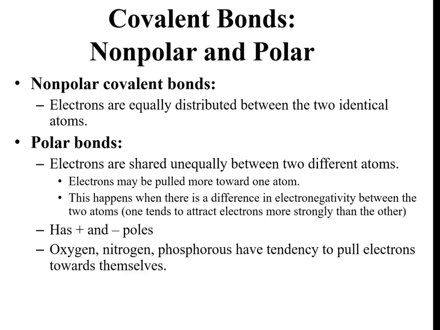It has positive and negative poles, and oxygen, nitrogen, and phosphorus have a tendency to pull electrons towards themselves. It's actually really important to remember this because that'll give you a sense of whether a molecule has polarity. So especially oxygen, we see polar molecules with oxygen all the time, but nitrogen as well and phosphorus as well.